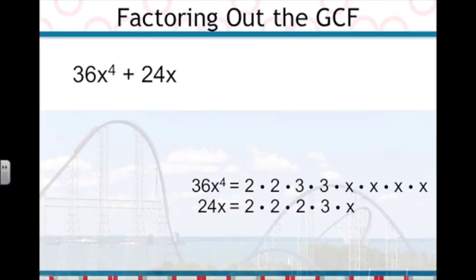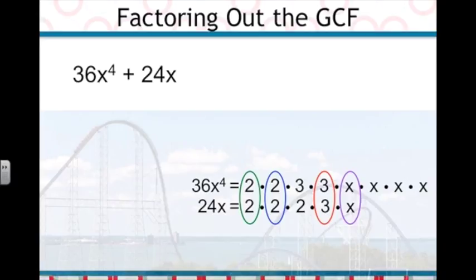Since we have both terms completely factored, we can now identify the common factors to find the greatest common factor. Notice that both terms have a 2, another 2, a 3, and an x in common.